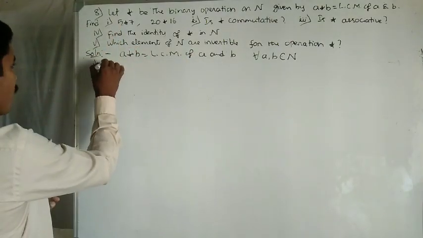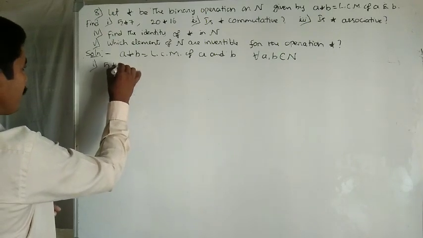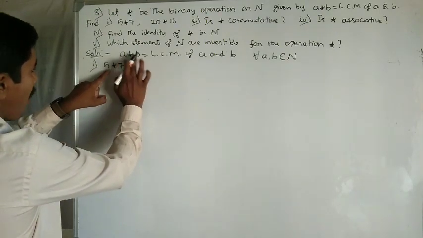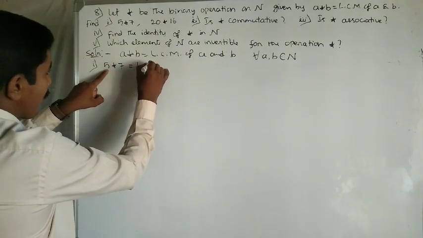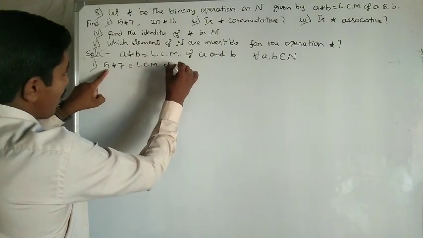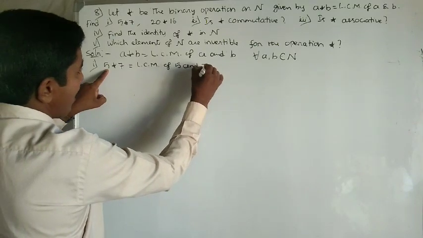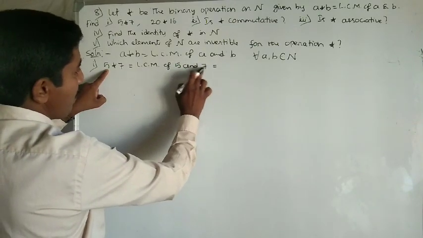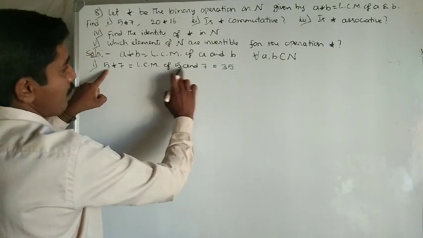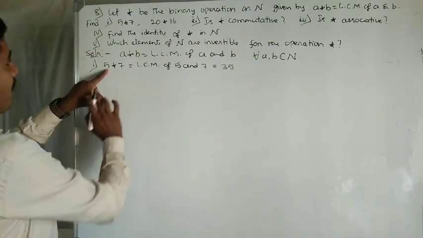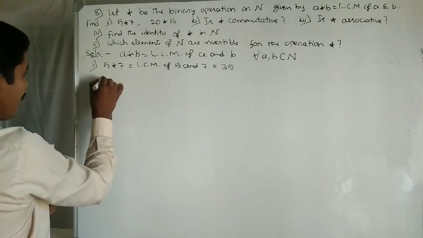First one, 5 star 7. A star B is LCM of A and B, so 5 star 7 is LCM of 5 and 7. 5 into 7 is 35. There is no common factor other than 1, so directly multiply. Next, 20 star 60.